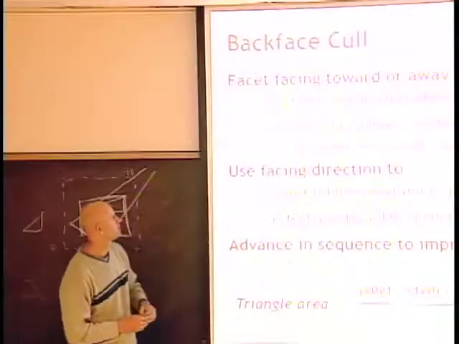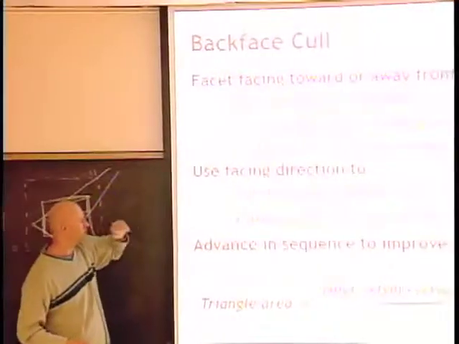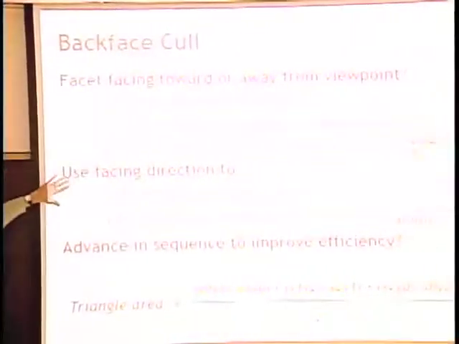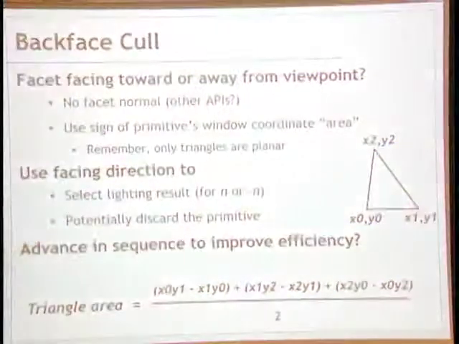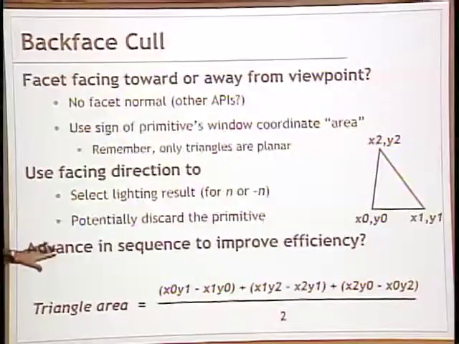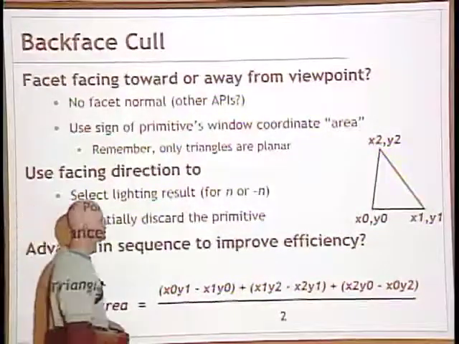Okay? So we're going to say, is it positive or negative area? That'll tell us which side of the object we're on, and we can throw it away if we're culling. Okay? And one of the questions we asked earlier is, can we move that up? Yes, we could move this up. That's a possibility. Okay? So here's how we're going to define it.